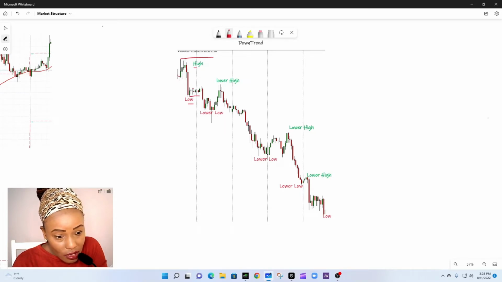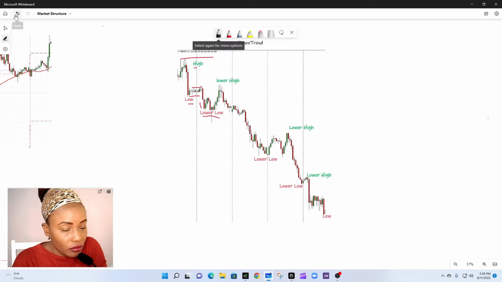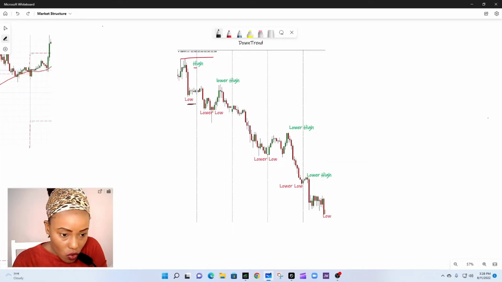Price consolidated a bit for some time, then pushed lower again and formed a lower low. Let me use a different color. Let me use black. So price has come from high, pushed lower and formed this low. Then price consolidated here a bit, then pushed lower again.